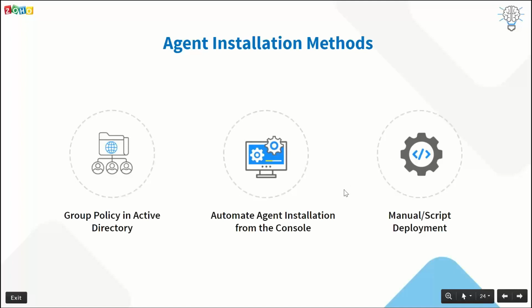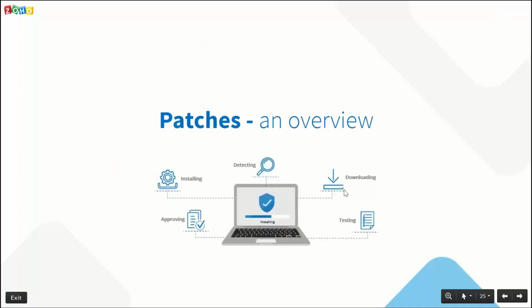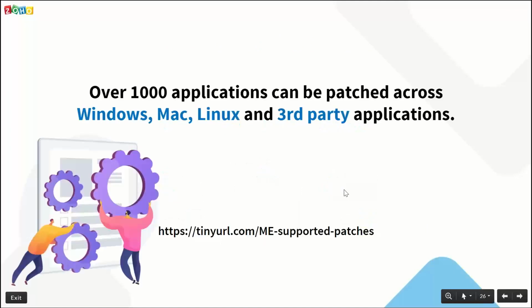Now that we've covered the basics, let's get into the patch training part of the session. So Desktop Central supports the patching of over 1,000 applications across Windows, Mac, and Linux platforms, along with a wide range of third-party applications. So you can find a complete list of our supported applications in the URL mentioned below.